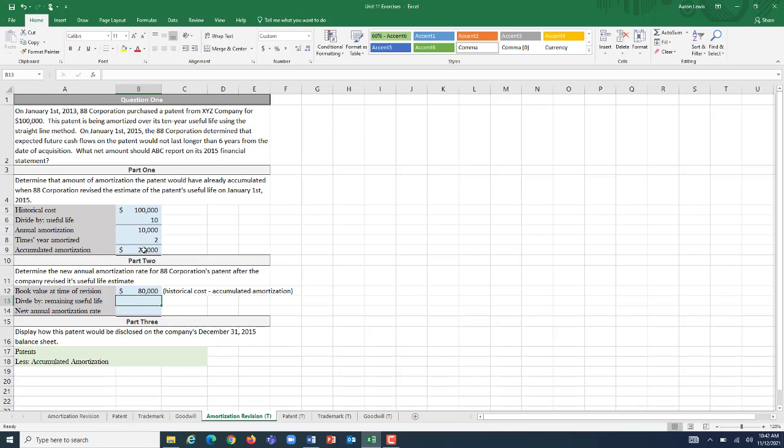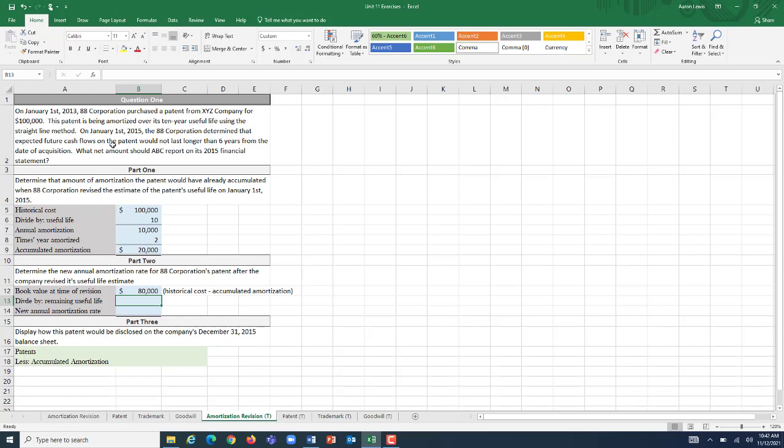And when you make a revision of estimate, you treat book value like it's the new historical cost for the purpose of determining what amount of amortization you're going to record each period. So we're going to have to spread out that $80,000 of remaining value over the remaining useful life of the patent, because we believe that this patent is going to become worthless sooner than we initially expected.